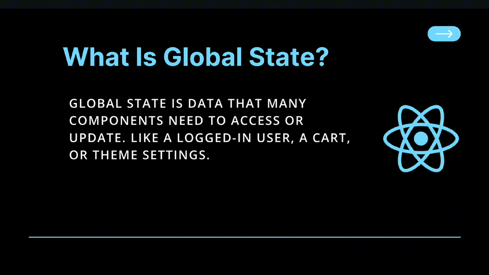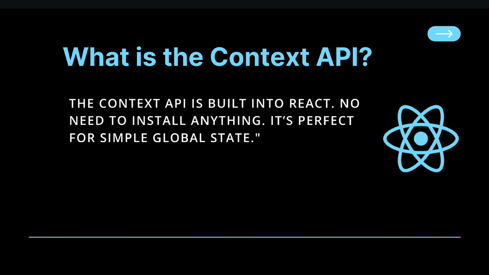Before we proceed, we're going to talk about what is global state. We're going to make a recap of that. So global state is data that many components need to access or update, like a logged in user, a cart, or theme setting. When one component updates the data, every other component that depends on this data will have to re-render with the new data that is being passed. So what is Context API? Context API is built into React. There is no need for installation, perfect for simple global state management, right?